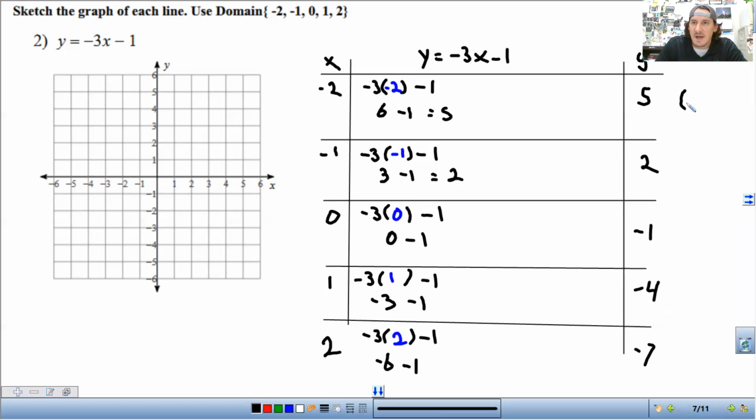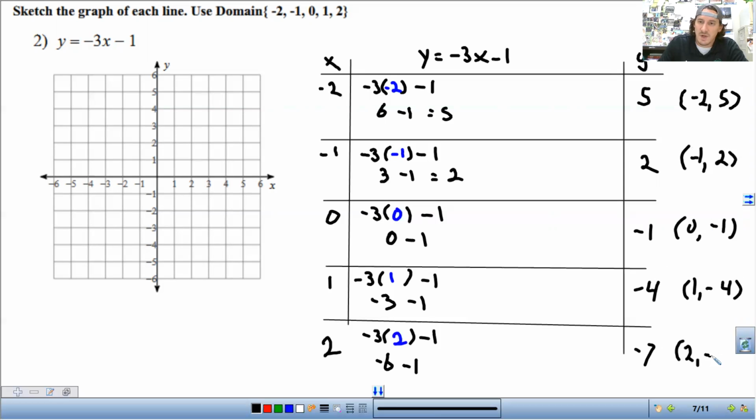So here are my points: -2, 5; -1, 2; 0, -1; 1, -4; 2, -7. And I plot those points on the grid here. So -2, 5. So -2 on the x, 5 on the y. So left 2, up 5.